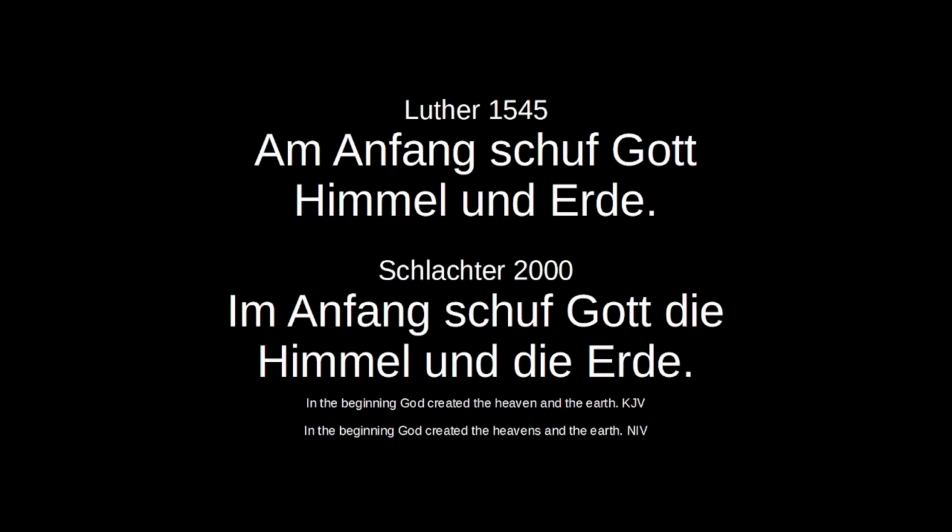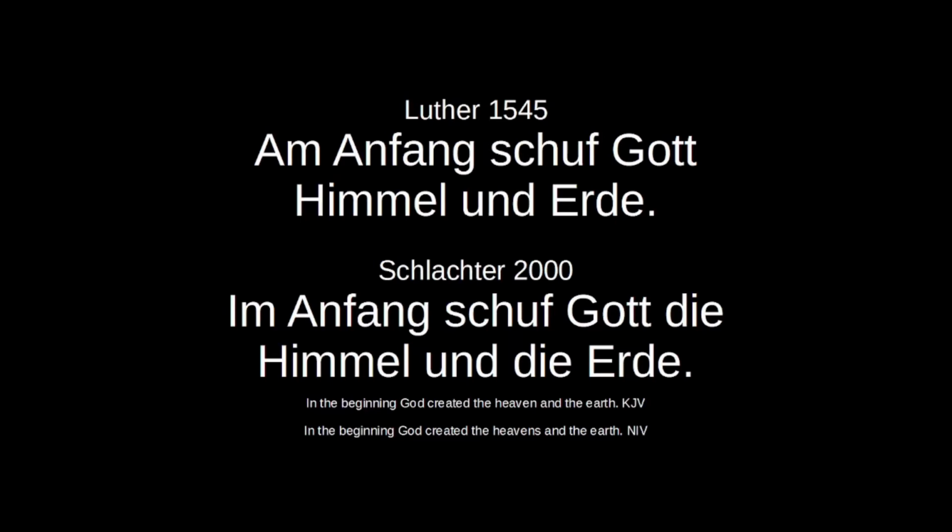I'm going to read all four versions of this verse to you, and you can already take a look at it and see where the differences are. So, am Anfang schuf Gott Himmel und Erde. Im Anfang schuf Gott die Himmel und die Erde. In the beginning, God created the heaven and the earth. In the beginning, God created the heavens and the earth. So that's our first verse.